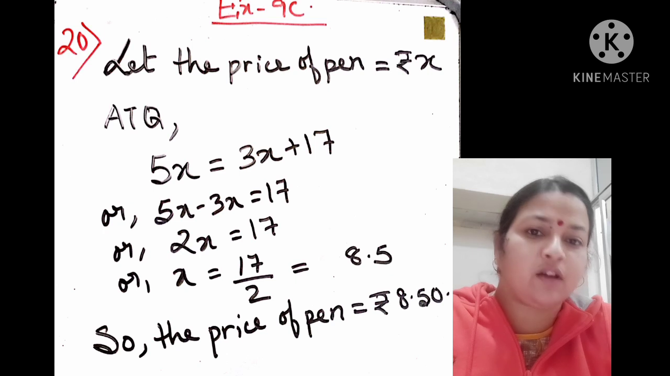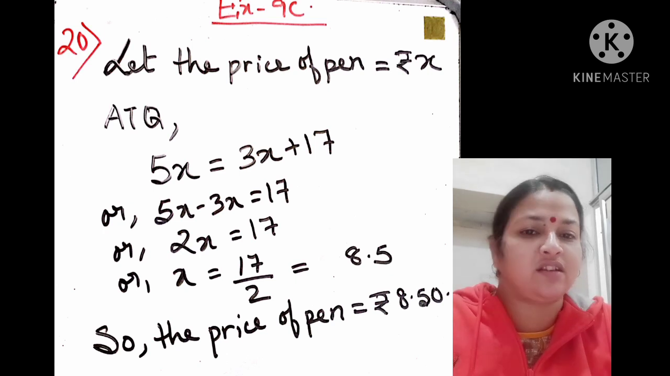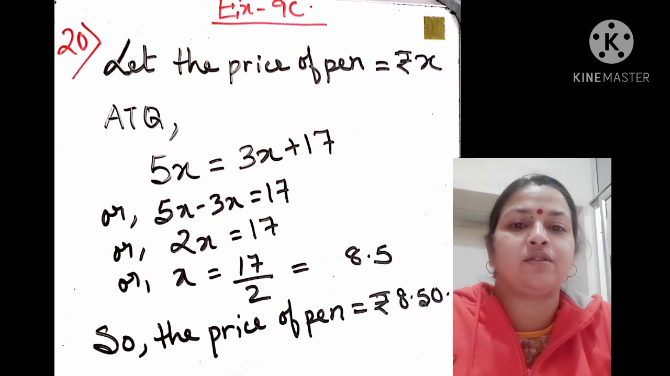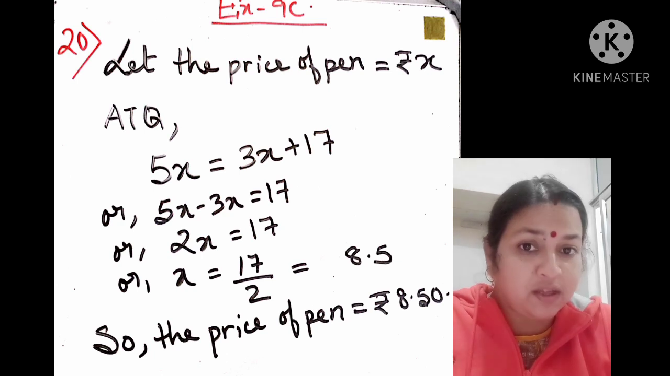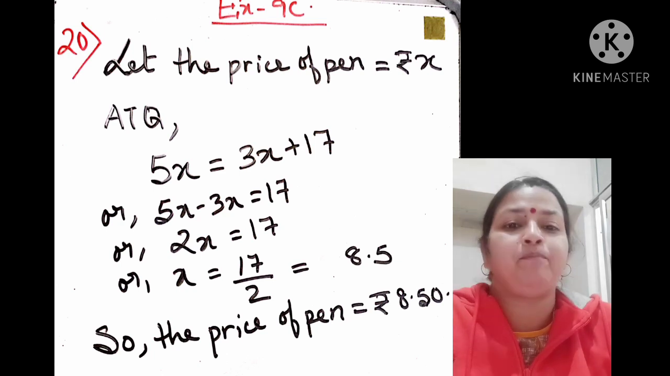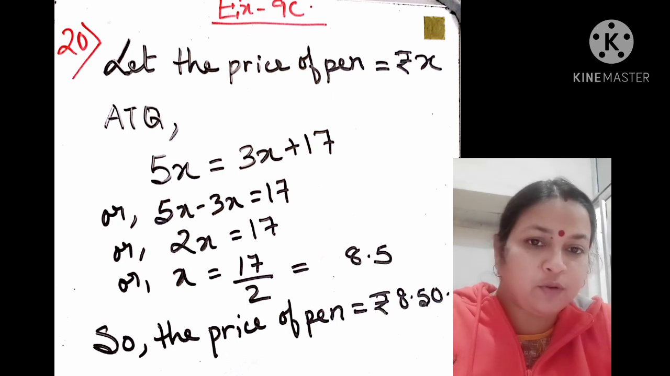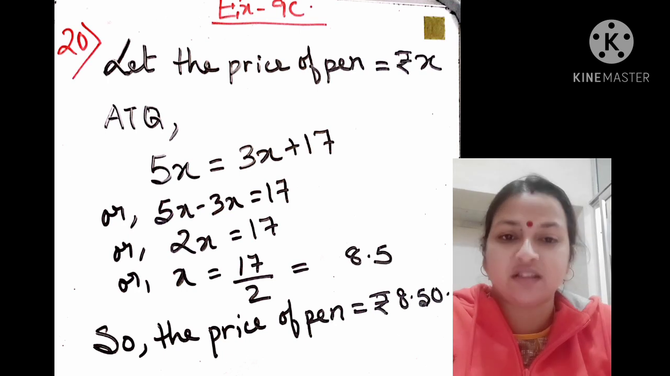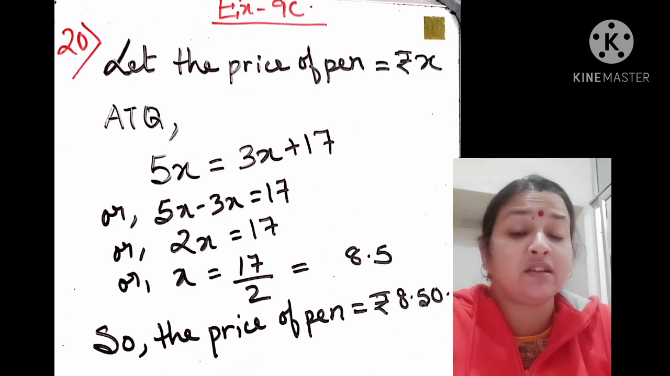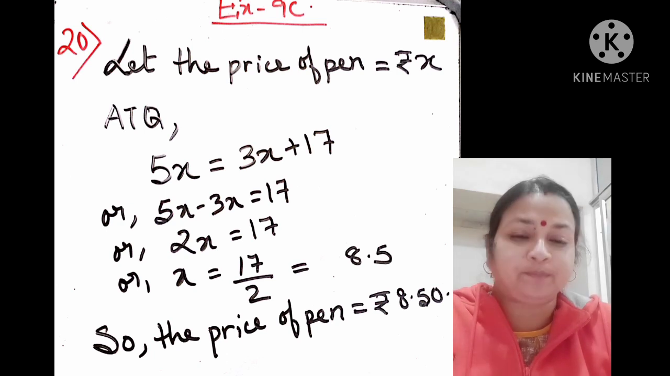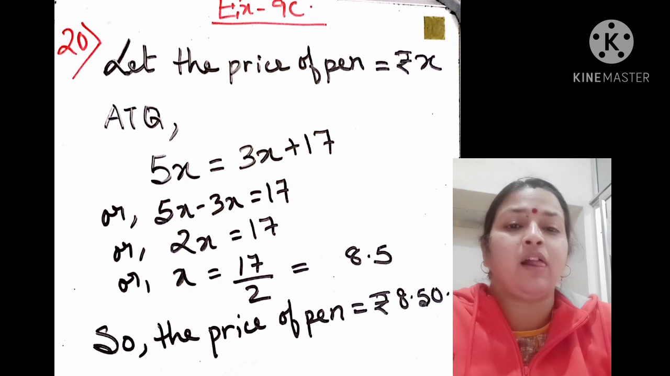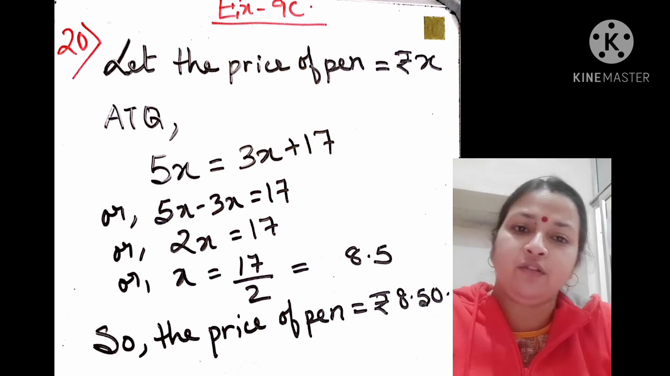Let's solve the equation now. 5x minus 3x is equal to 17, or 2x is equal to 17, or x is equal to 17 divided by 2, that is 8.5. Now since it is in rupees, what will we write? Price of pen is rupees 8.50. I hope you know why it is 50, because it is 50 paise. If it was 5 paise, what would we have written? We would have written 0.05, right? So what is the price of the pen? Price of the pen is rupees 8.50.